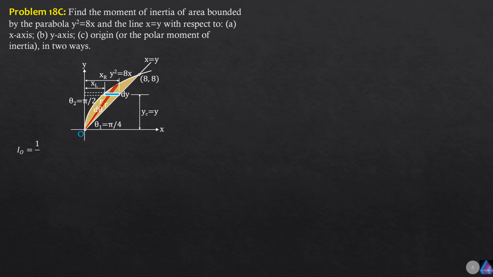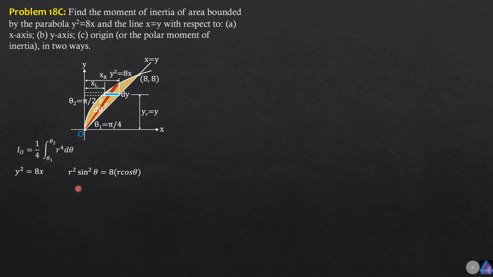So continuing, we have IO equals, this is the general expression, 1/4 integral theta 1 to theta 2 of r to the 4 d theta. Theta 1 is pi over 4, theta 2 is pi over 2. I already explained that in the preceding slides. So let's now convert this equation, y squared equals 8x, to polar form. Remember that y is r sine theta and x is r cosine theta from polar equations, and you can easily recall that. So r squared sine squared theta equals 8r cosine theta, cancel r.